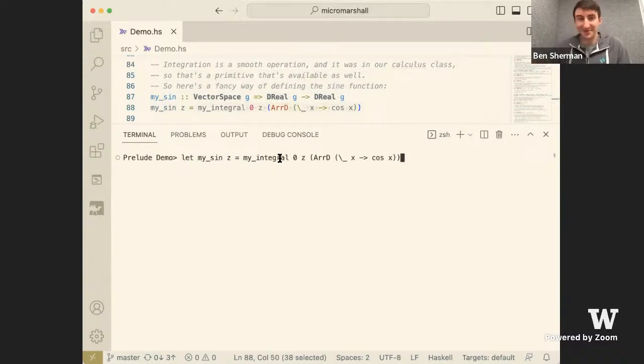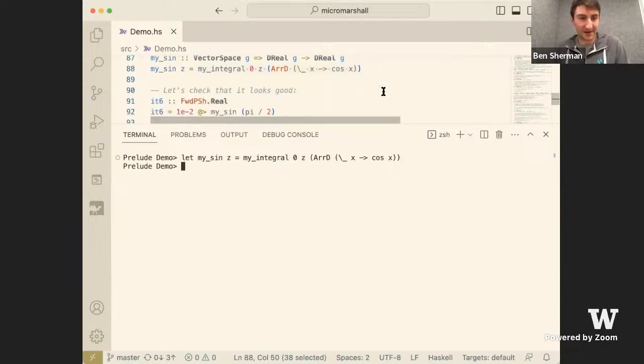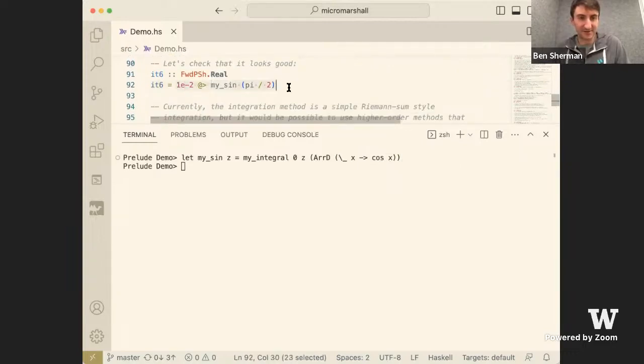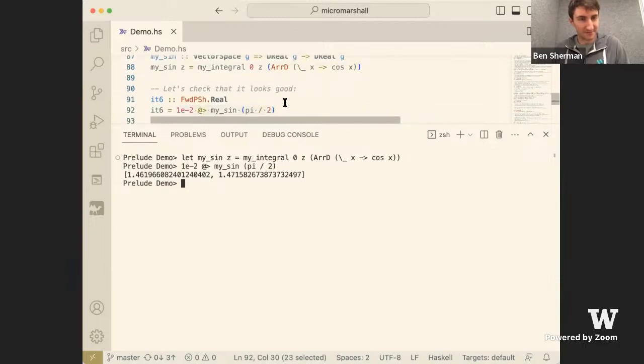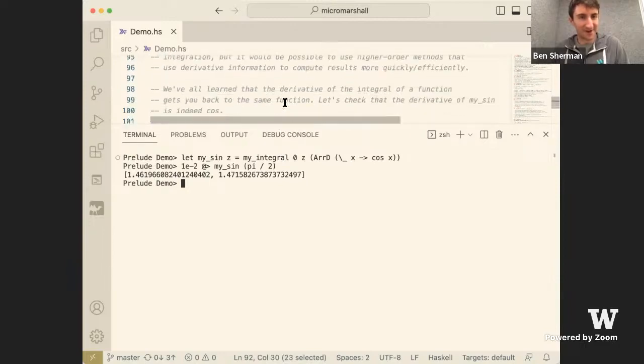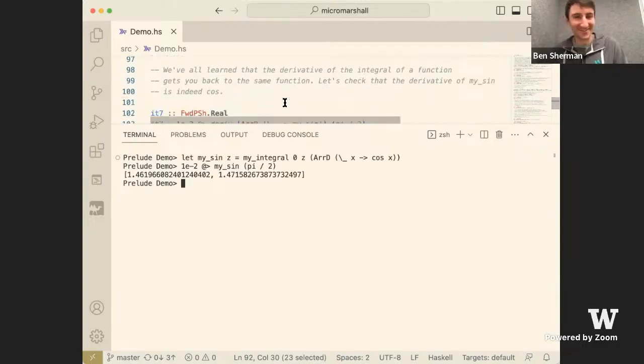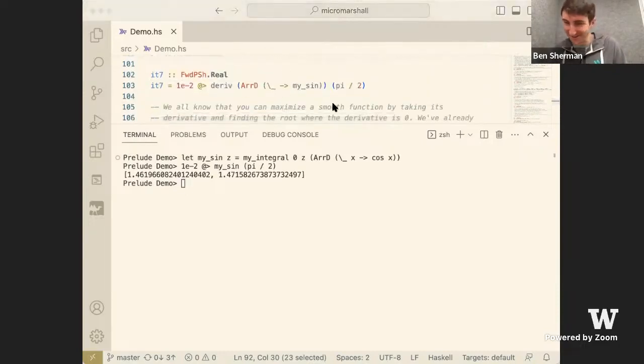So sine is the integral of cosine, right? I can just do this. I'm saying integrate from 0 up to z the function cosine x. Let's compute that. Sine of pi over 2 should be 1, if I remember correctly. So I do it. Sine of pi over 2 should be... okay, I must have done something wrong. Can't figure it out here.